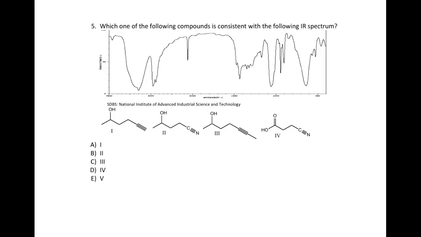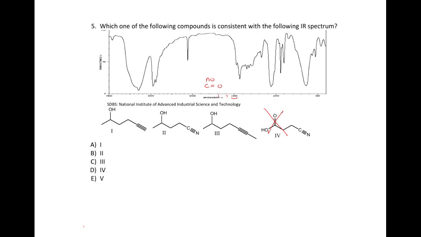Let's give problem number 5 a try. If we take a look at the spectrum, you can see right away that I don't have a carbonyl. Here's 1500, 1600, 1700, so I have no carbonyl stretching. Right away that eliminates compound number 4 because we don't have carbonyl stretching. So now we've narrowed it down to 3 compounds.